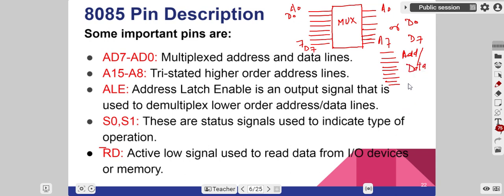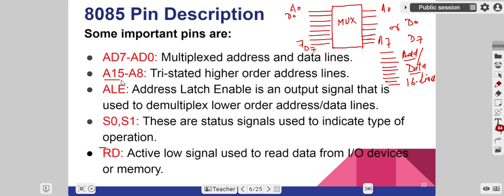On the other hand, if we would not be using this multiplexing scenario here, then we would require 16 separate lines for accessing address separately and for accessing data separately. So, to reduce the complexity of the circuit, we sometimes use these multiplexing and demultiplexing techniques.